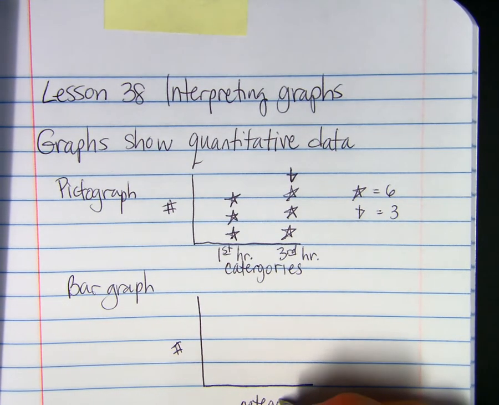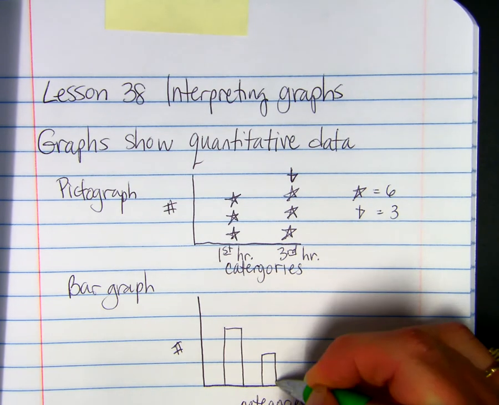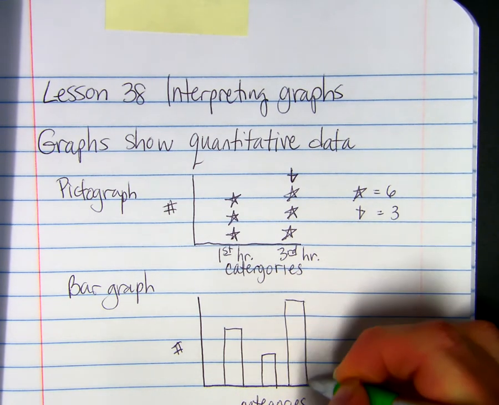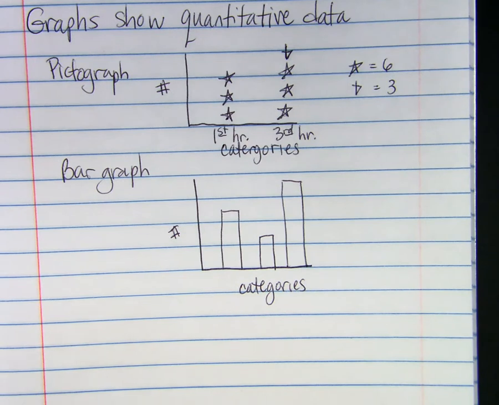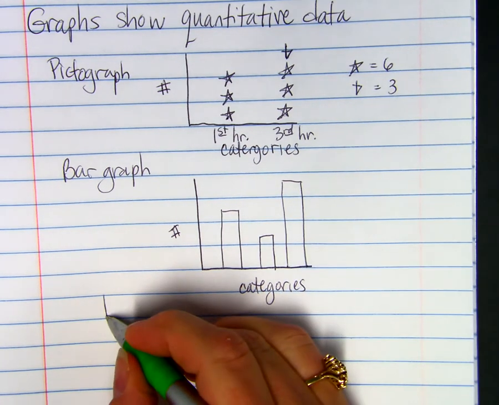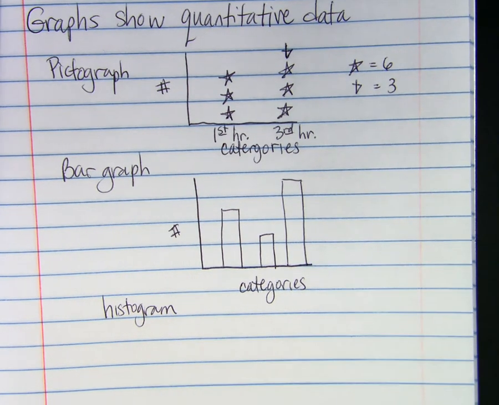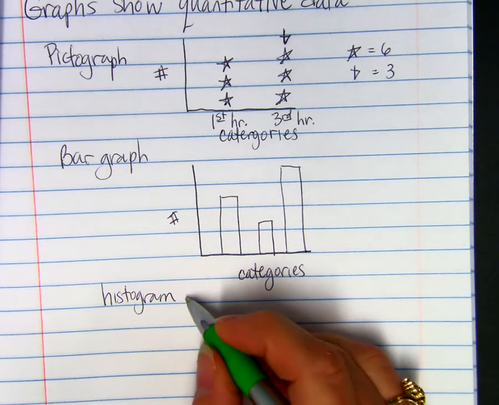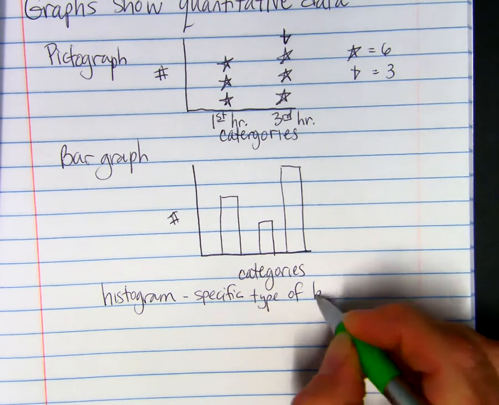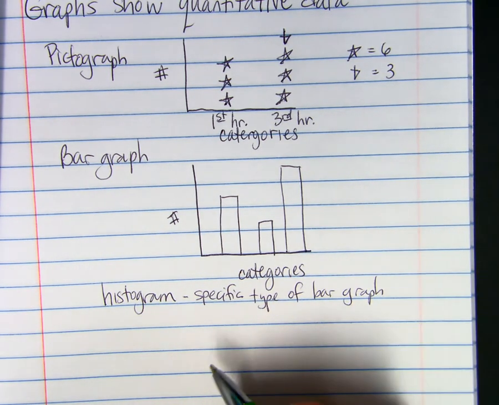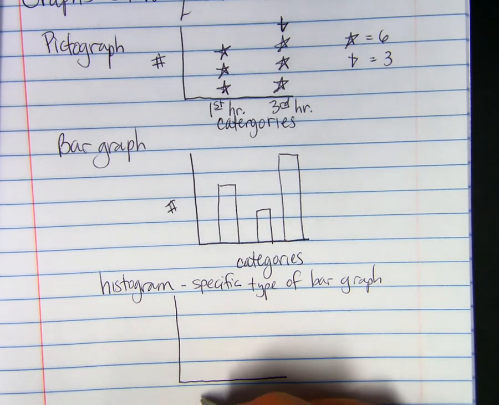Now a bar graph will look like this, just has some bars that are separated. And then we have what's called a histogram, and a histogram is actually a type of bar graph. It's a specific type. And this is where we have intervals along the horizontal axis.